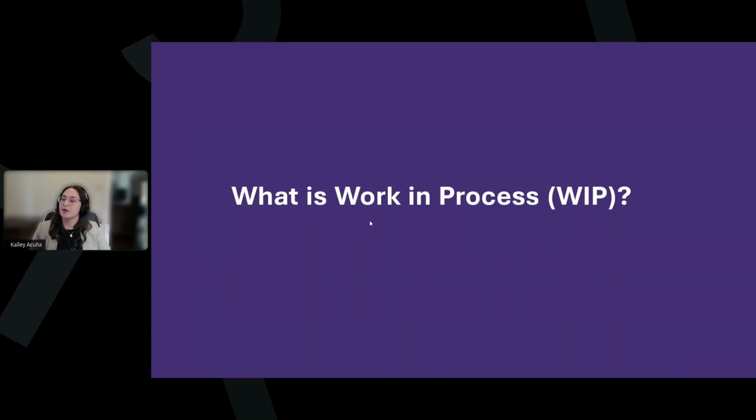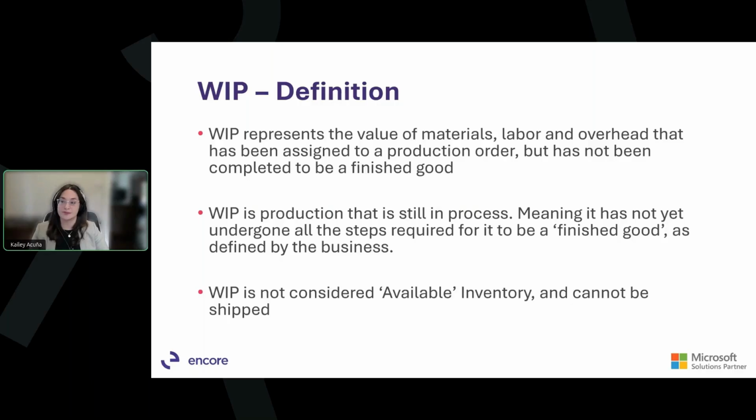Awesome. So just to get started, what is work in process? And work in process can be defined a few different ways in the system. So there's really two ways to approach WIP. There's a physical aspect to WIP, and there's a financial aspect to WIP. So it represents the value from a financial perspective of the materials, the labor, and the overhead that's been assigned to a specific production order, but has not yet been completed into a finished good in inventory.